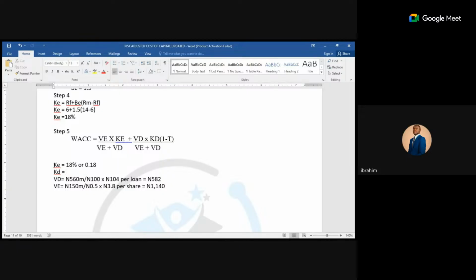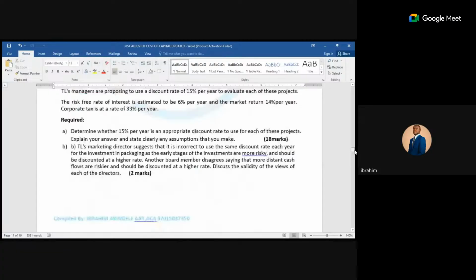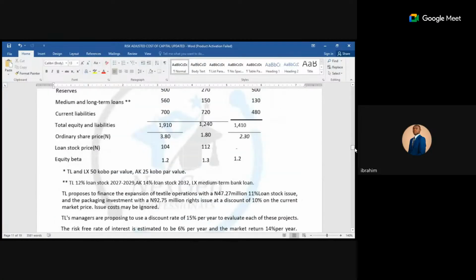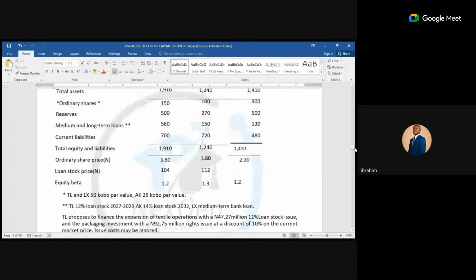What is the cost of debt of the main company? Now let's quickly go back and check. What is our cost of debt quickly of the main company? What is the cost of debt of the main company? 12%, right? Yes, 12. Thank you. So it's actually 12%.